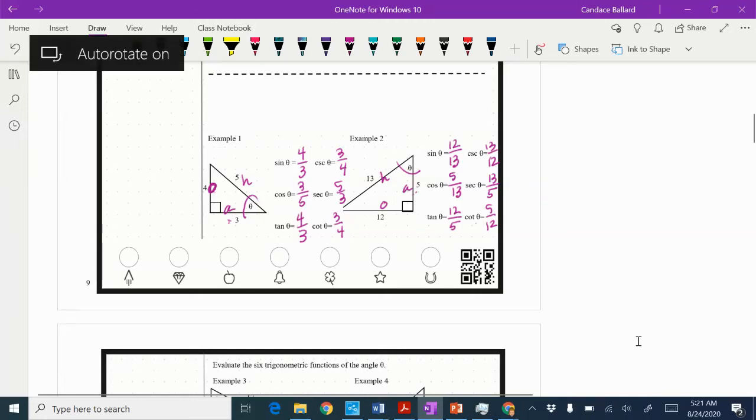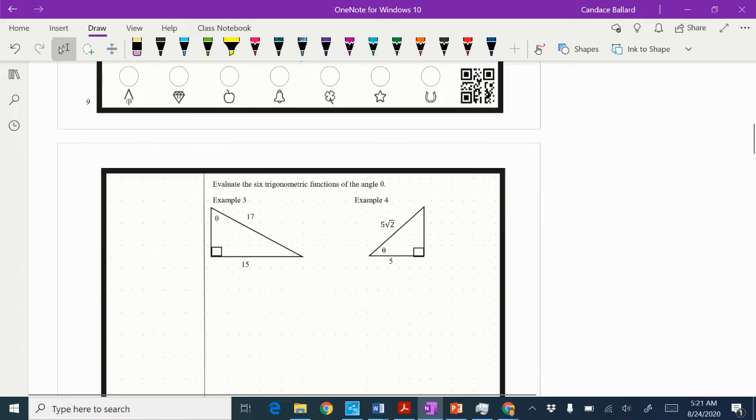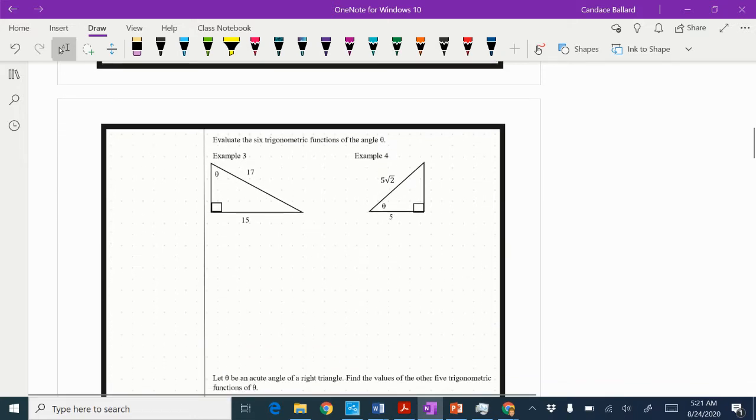So in this part of the lesson, we're going to go ahead and look at right triangle trig just a little bit more. It wants us to evaluate the 6 trig functions of the angle theta. And there is a little acronym you can use. I'm not going to go through the story at this time. Some of you heard the story last year.